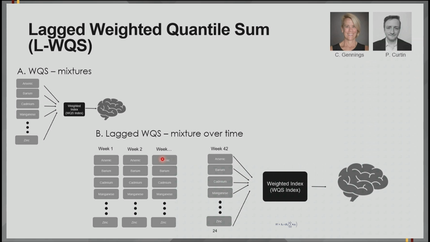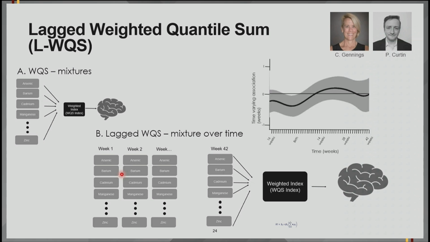Okay. So it allows us to look not just at a mixture, for example, in week 1, but at those mixtures for every week that we have a measurement. So week 1, which is the 14th week of gestation, all the way through the first year of life, and see, is there one of those weeks that may be uniquely vulnerable, or is there a time period that's uniquely vulnerable? So it allows us to look at mixtures over time to identify critical windows of vulnerability.